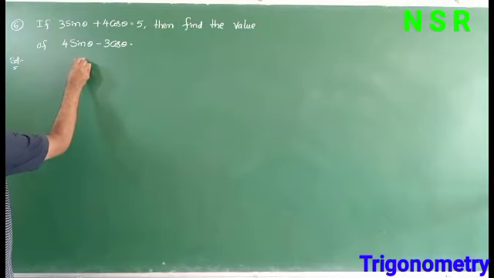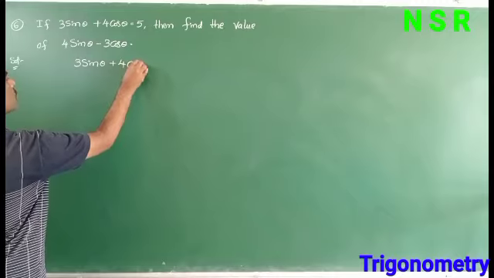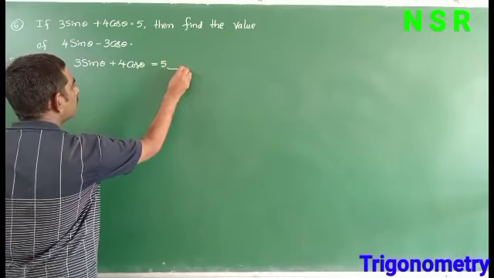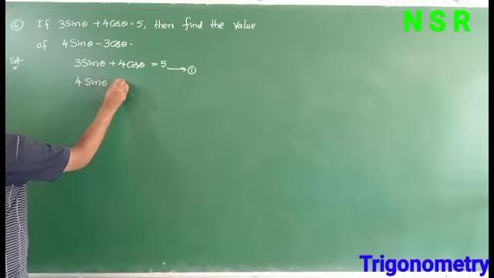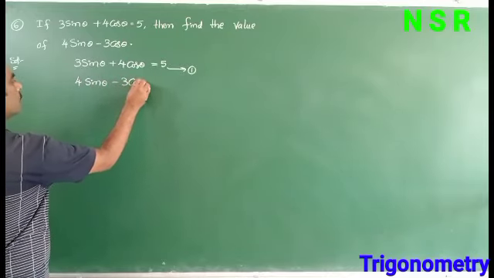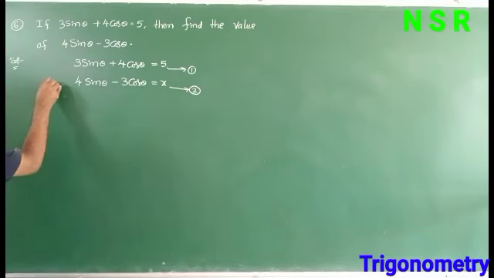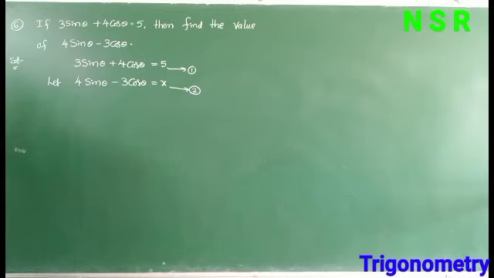So here given the value of 3 sin theta plus 4 cos theta equal to 5, take it as equation number 1. We have to find the value of 4 sin theta minus 3 cos theta. So let 4 sin theta minus 3 cos theta equal to x, take it as equation number 2. So we have to find the value of x, right?